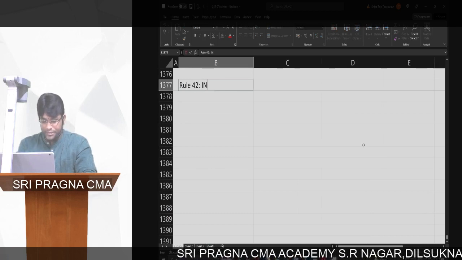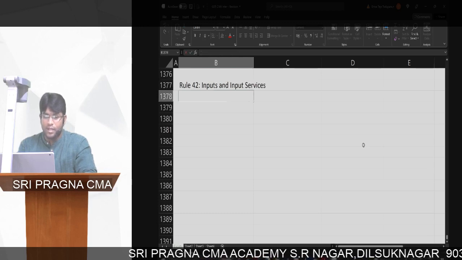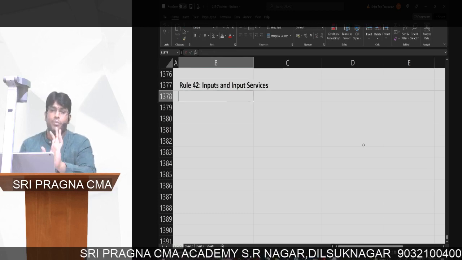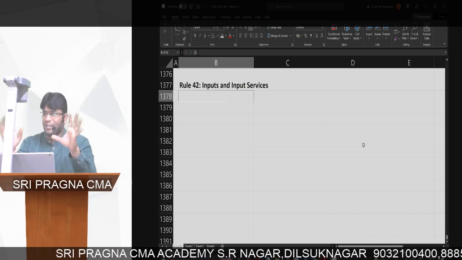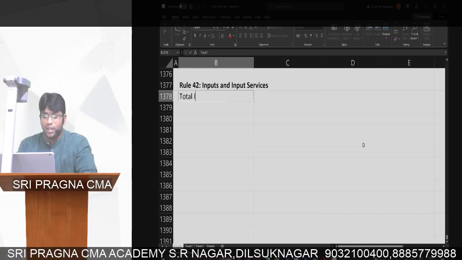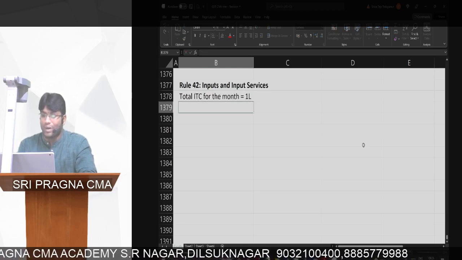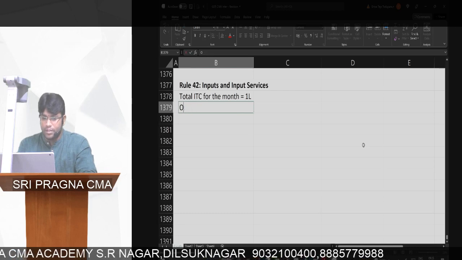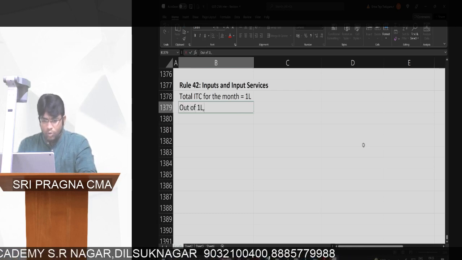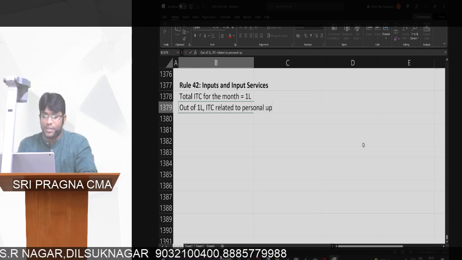Rule 42. Inputs and input services. Listen, my dear friends. How does the law say we approach the case of inputs and input services? Simple concept. I'll just take 5 minutes of your time and close this concept. Listen carefully. What they told in the law is, take total ITC for the month. Assume that is 1 lakh. Now listen. Out of 1 lakh, ITC related to personal purpose.